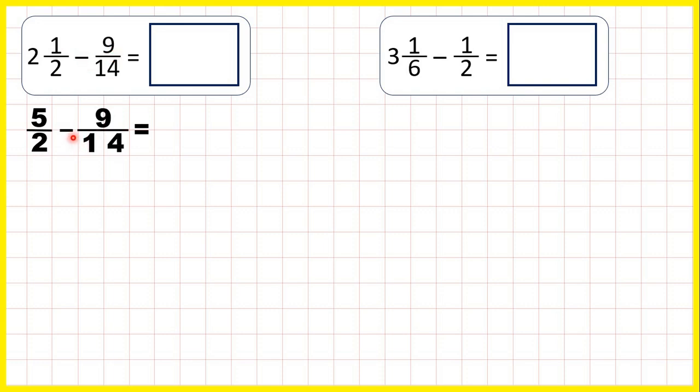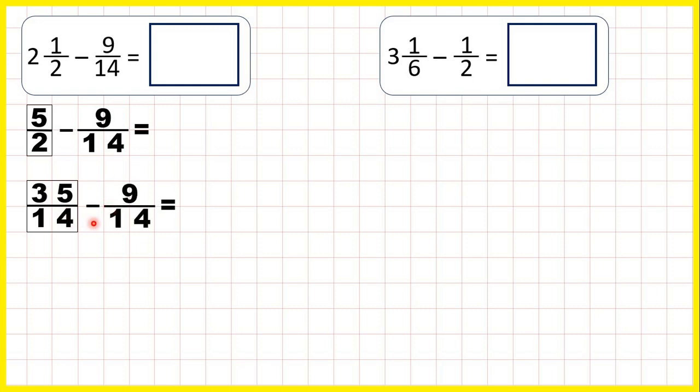But to subtract fractions, we need the denominators to be the same. Now 14 is in the 2 times table, so we need to find an equivalent fraction to 5 over 2, which has a denominator of 14. That's 35 over 14, because 2 times 7 is 14, and what we do to the denominator, we need to do to the numerator as well. So 2 times 7 is 14, and 5 times 7 is 35. So we found our equivalent fractions.